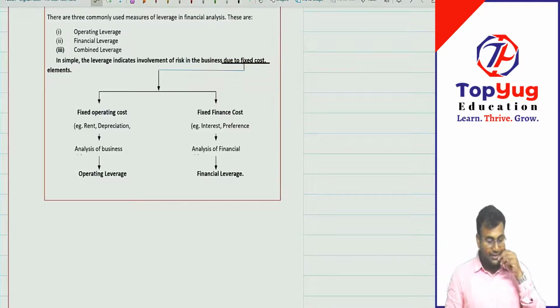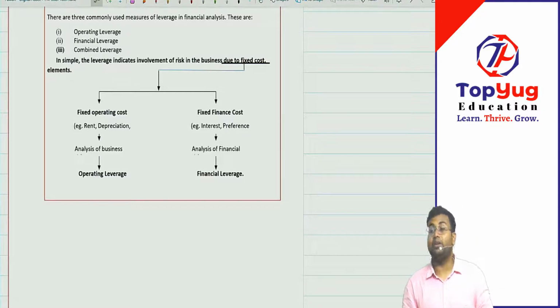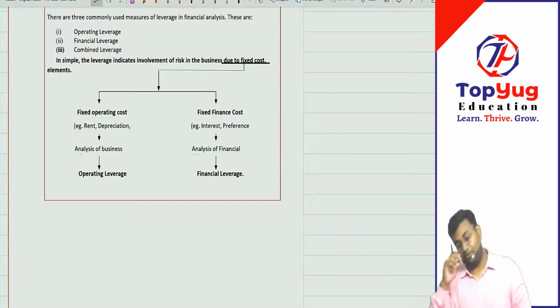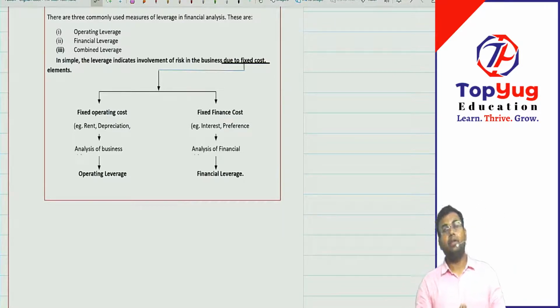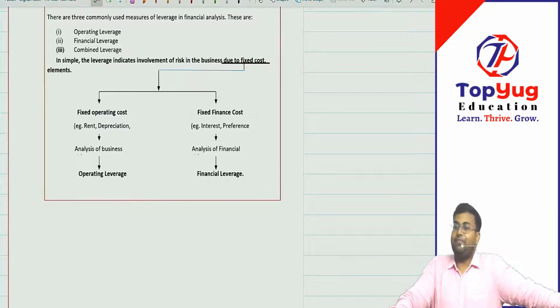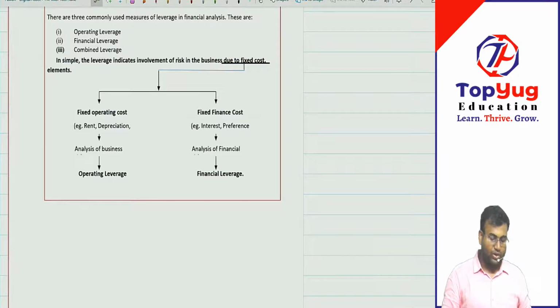Involvement of risk in the business due to fixed cost. Due to what? Cost. So what is the risk involved? Risk is fixed cost. I will not go further. I just want you to imagine this classroom. You need not imagine, you can see it with your naked eyes. Do you see any fixed cost involved? Please tell me, what are the fixed costs involved here? You tell me, I'm just going to be your stenographer. Please tell me.